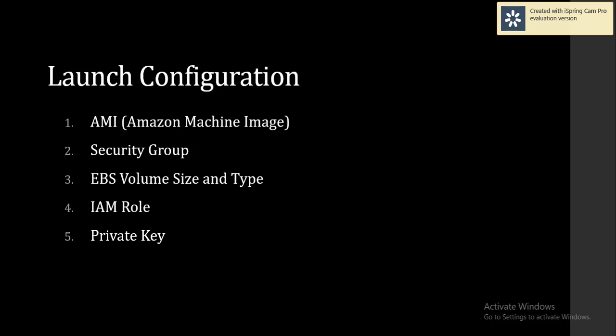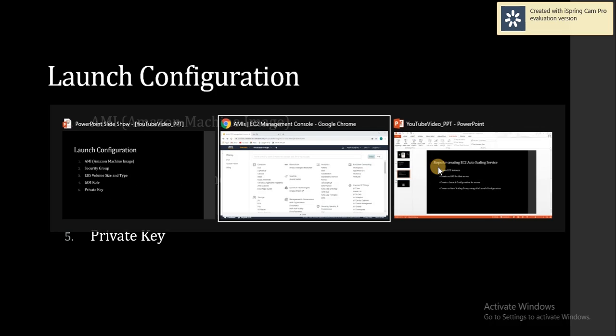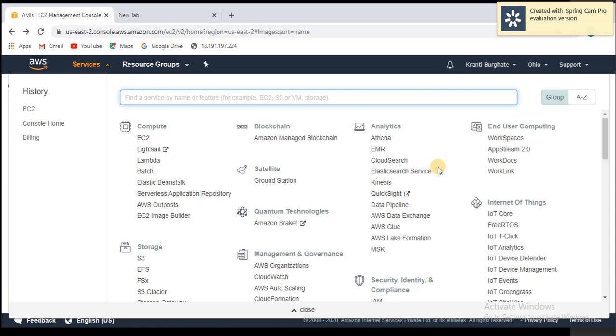Auto scaling uses this launch configuration for launching a new instance into the group, which is an instance that has our web application and all its dependencies required to serve the customers. Let's log into the AWS management console and see the demo of setting up a launch configuration and creating an auto scaling group. So this is our AWS management console.